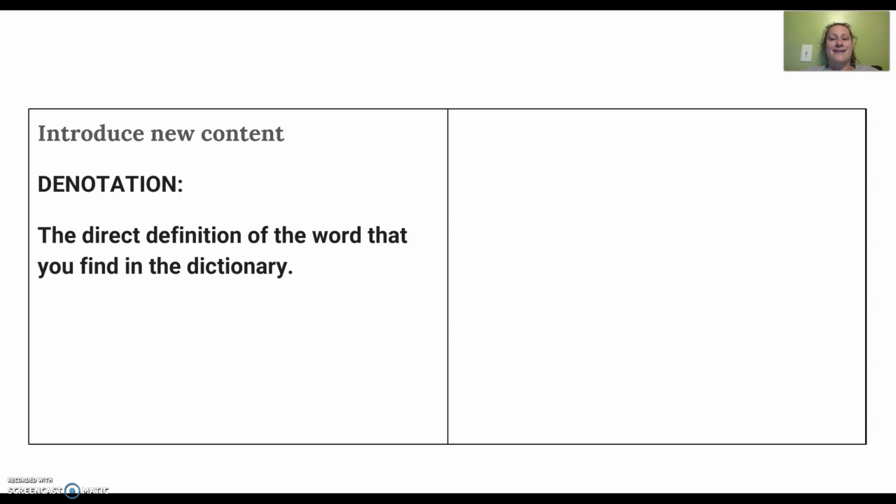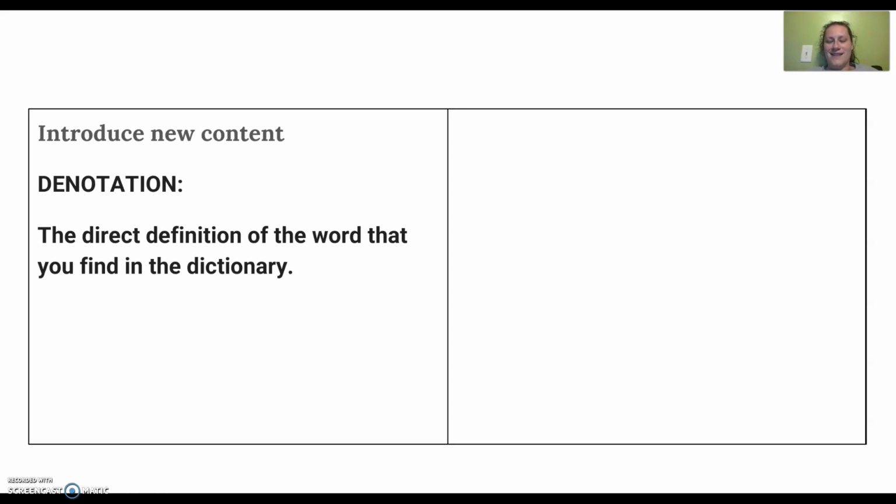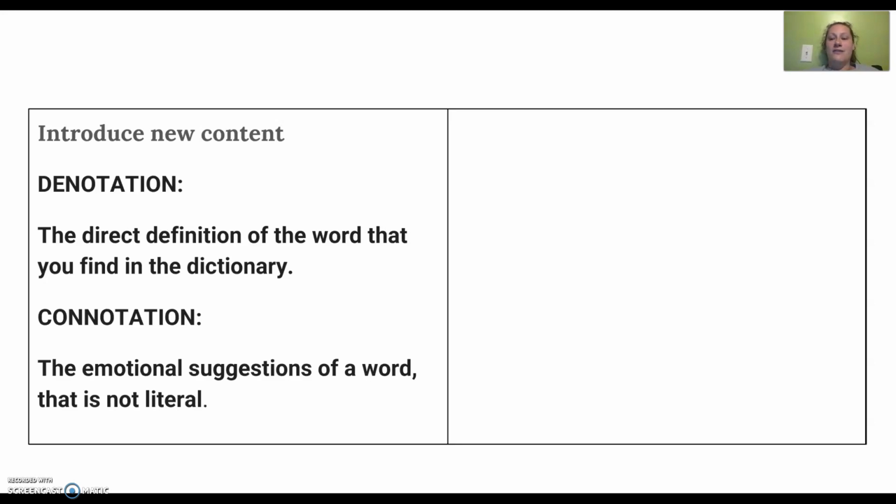The first word is denotation. Now, denotation is primarily talked about when looking up words. So this is exactly what this word means. So it is the direct definition of the word from the dictionary. Denotation, dictionary definition. Connotation gets a little bit more complex. It is an emotional suggestion of the word, and it's normally not literal.